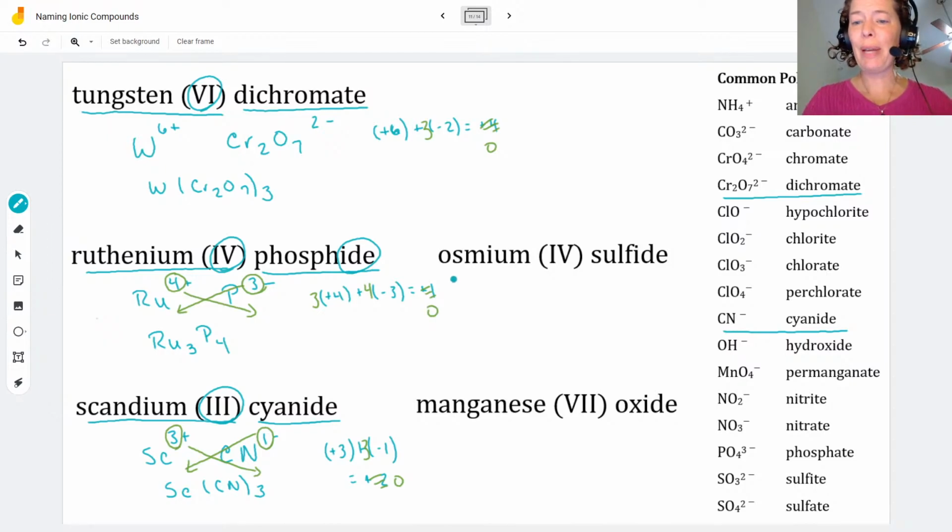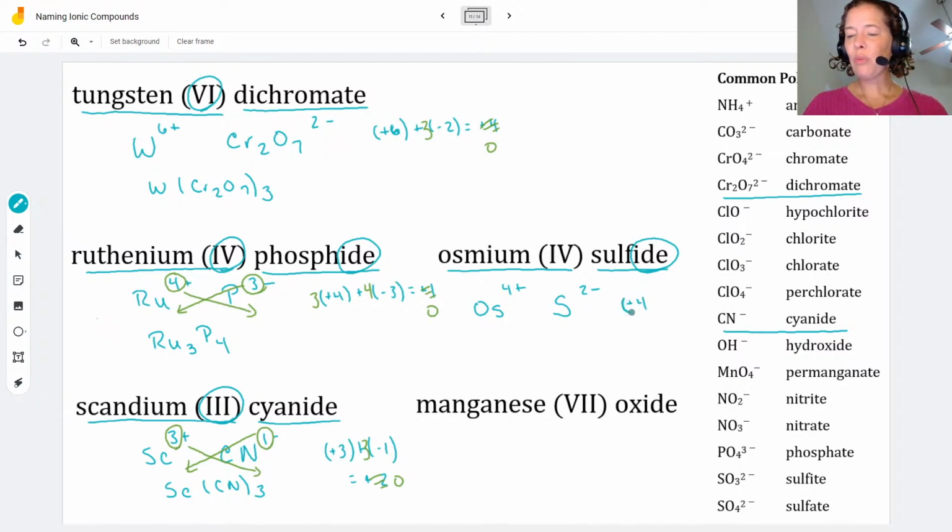Okay, almost done with this page. Osmium 4 sulfide. So osmium, Os, for which I meant to give you the atomic number, 76. You can see these transition metals tend to be right in the center of the periodic table. Osmium 4 means it has a +4 charge. Sulfide, IDE, sulfide. This came from sulfur. When sulfur becomes an ion, it has a charge of -2.